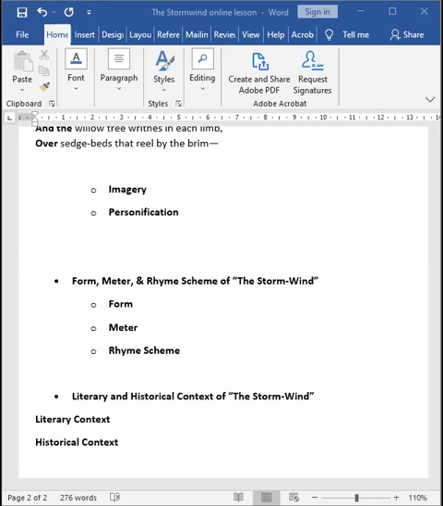So the final stanza reveals that the speaker is safe and sound at home. So the poem's predictable, controlled form perhaps reflects the calm the speaker feels in the sheltered nook of his house. So there are three stanzas. The first two stanzas are talking about the violence of nature.